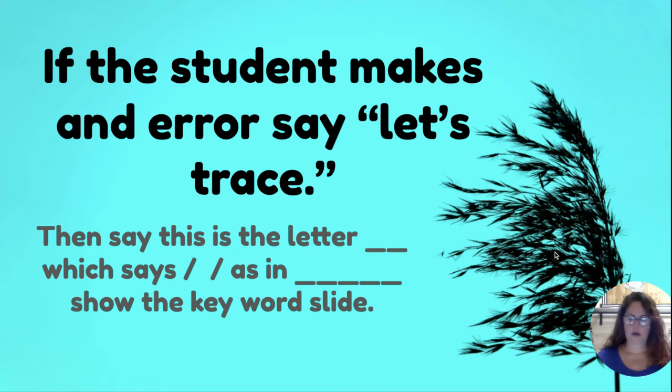If they make an error, you would say, let's trace. You would have them look at the letter card and say, this is the letter O, which says ah, as in octopus. You make sure they're looking at the keyword slide and then the letter when they trace. And so they're going to look at the letter and they're going to say the sound. And the more textured you want, not a completely smooth surface, but just use what you have.